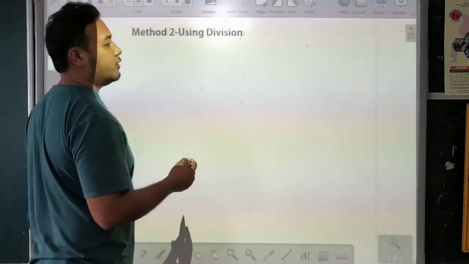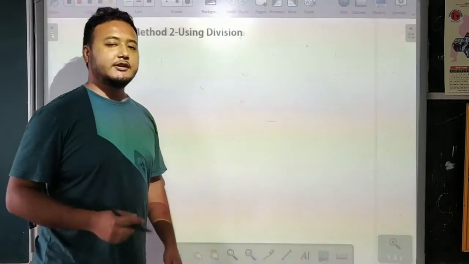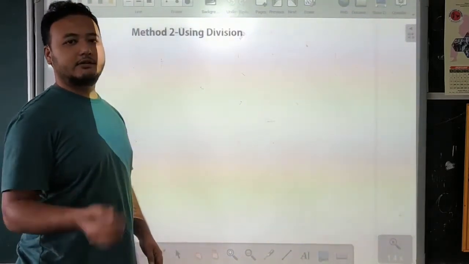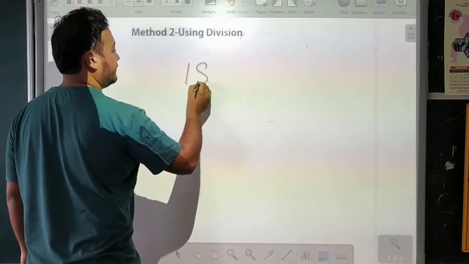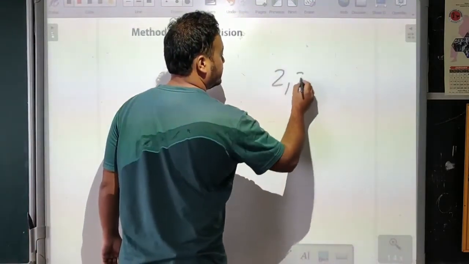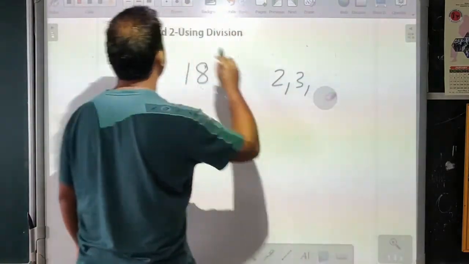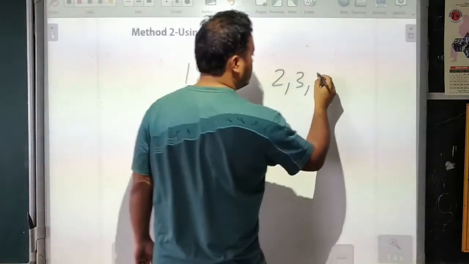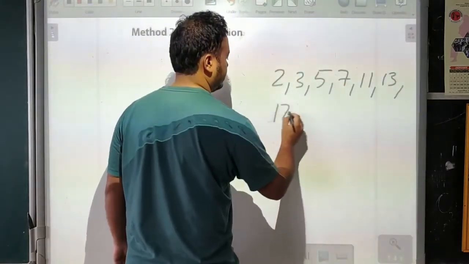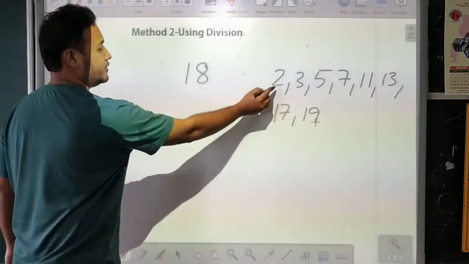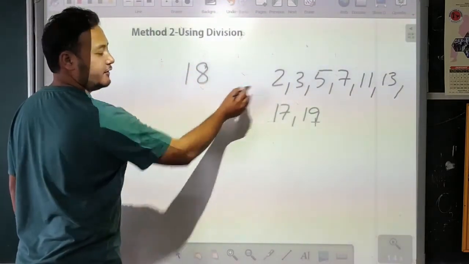Okay, so the next method of finding the prime factorization of a number is by using division, where we repeatedly divide the number by a prime number until you have 1 at the end. Okay, so let's say you are finding the prime factorization of 18. Remember we have to use only prime numbers to divide. So these are some of your prime numbers. Okay, so take the smallest prime number, that is 2. Can 2 divide 18? Of course it can. This is an even number, so all even numbers can be divided by 2.